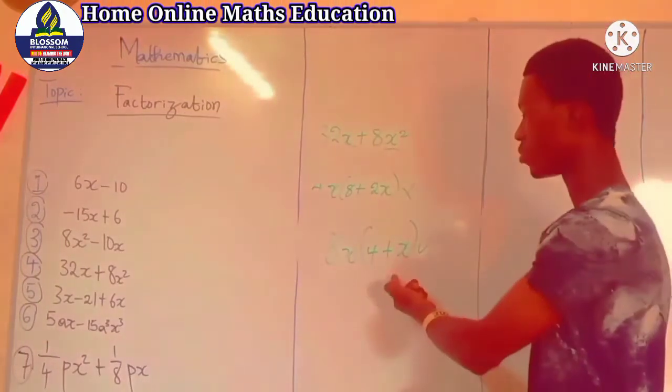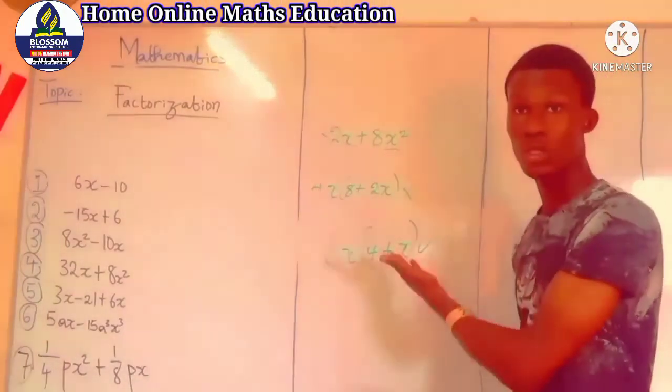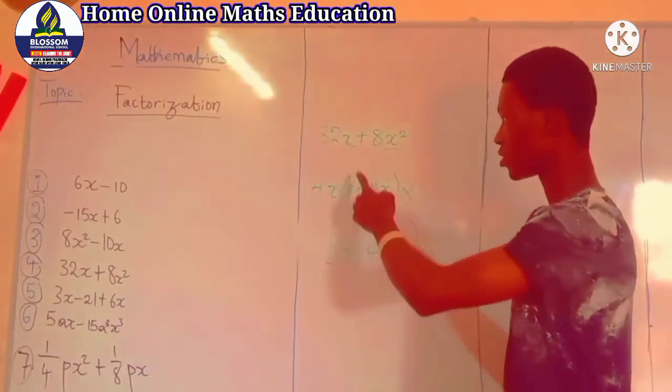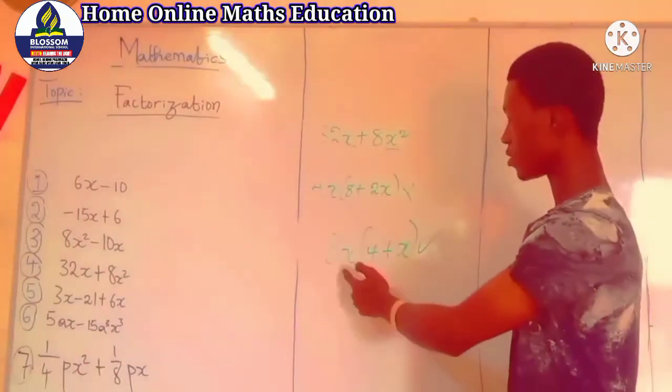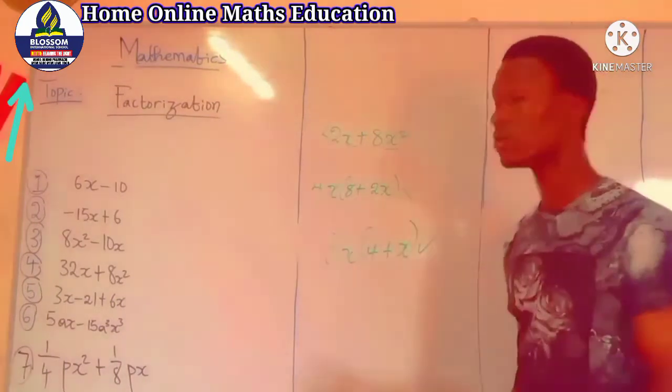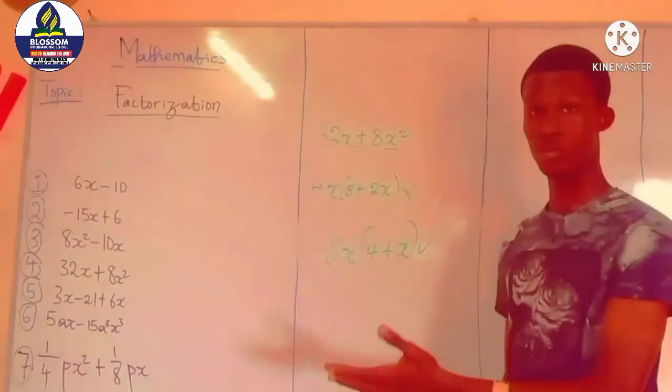Why? Because this has been broken down. There is nothing that can be done here again. This is already 8x times 4, which is giving us 32x. And this is already 8x times x, which is giving us what? 8x squared. And we know this 2 is giving us the same thing.